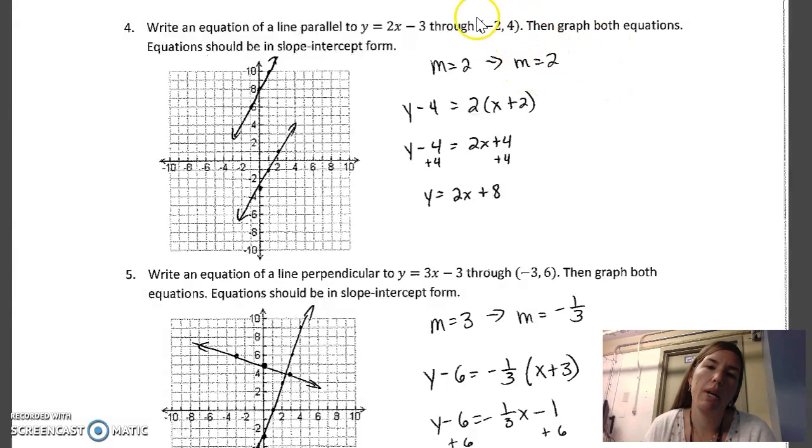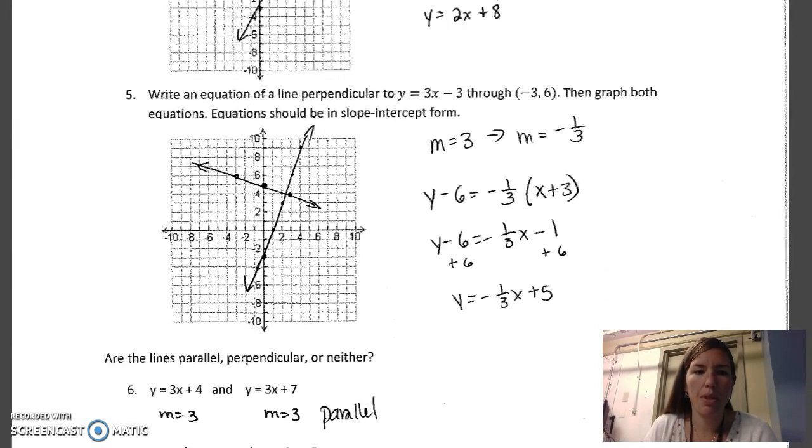Again, they gave you a point. So you have a slope and a point. You're going to plug it into point-slope form, distribute, and add. y equals 2x plus 8. Graph the first one. The intercept is at -3, up 2, right 1. Graph the second one. The intercept is at 8, up 2, right 1. Or you could also go down 2, left 1. And you get parallel lines. Parallel lines have the same slope.